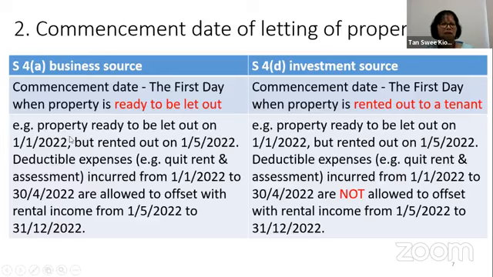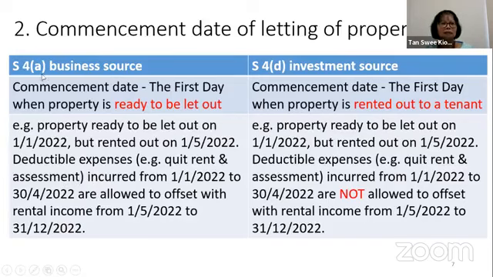For this case under Section 4A, let's say for example the property is ready to be let out on 1st January 2022, but is vacant for a few months due to the COVID-19 pandemic and can only be rented out on 1st May 2022. How about expenses incurred? You still have to pay your quit rent and assessment and insurance, because your property was already ready to be let out on 1st January. Is it deductible or not?